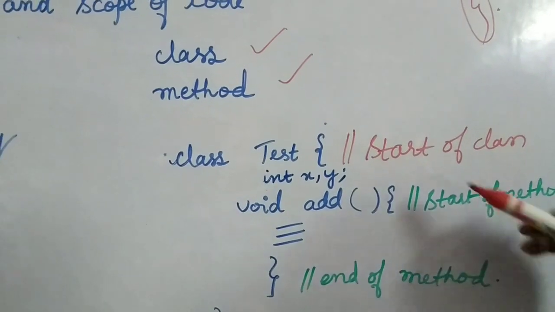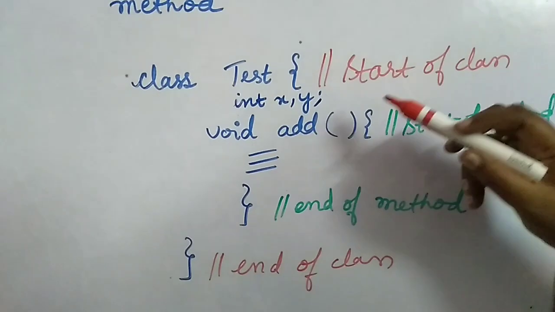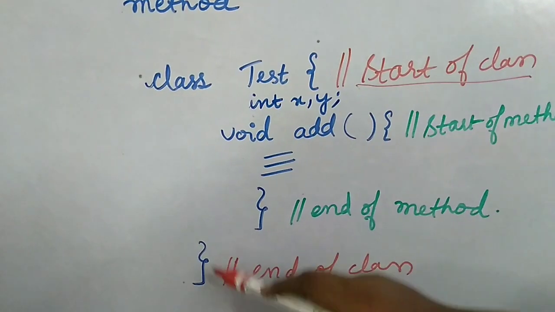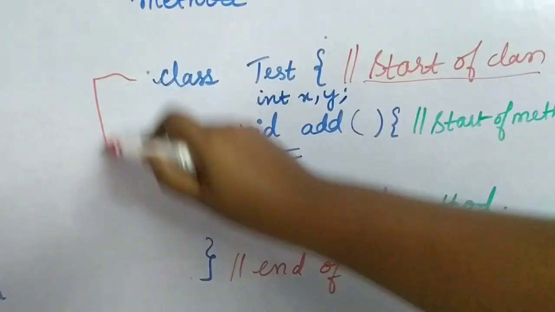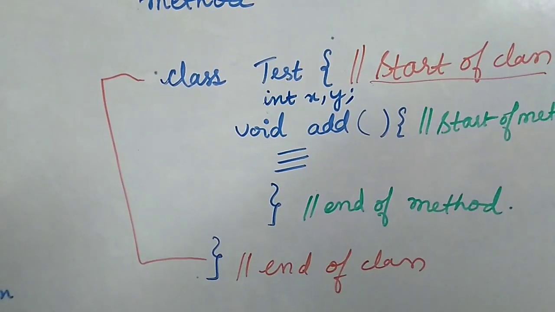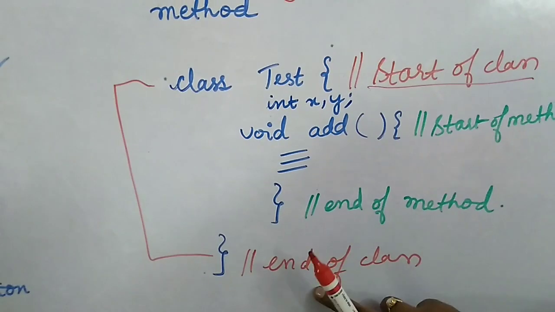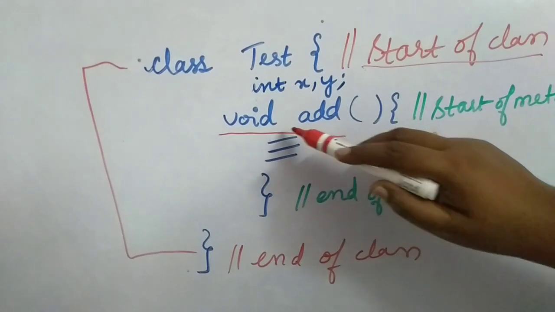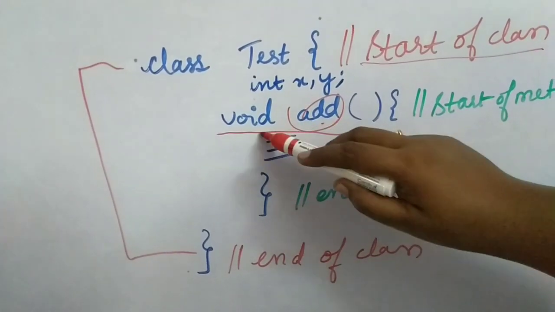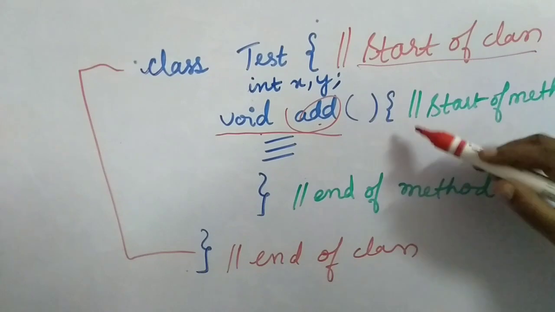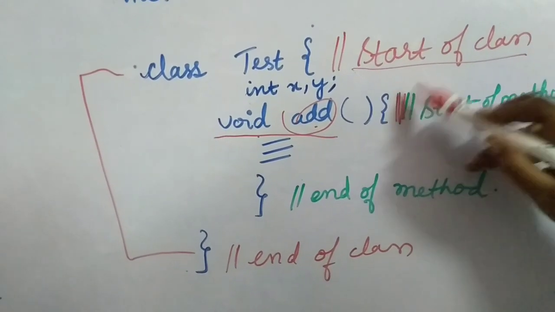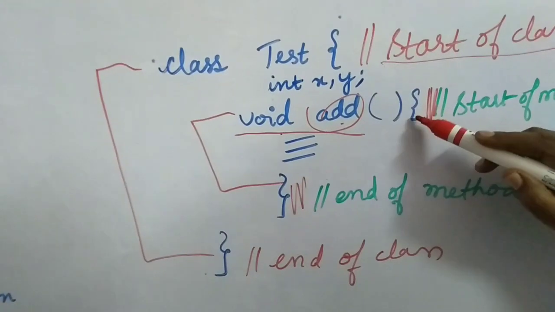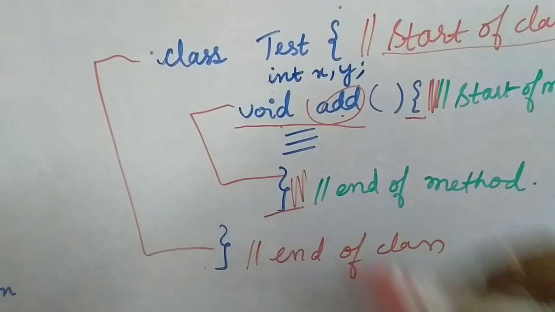See here, this is the class definition. The class definition starts from here and the scope ends over here. So this entire thing is the class Test. Now this is a method. The method name is add and its return type is void, and this method definition starts from here and ends over here. So the scope of this method is from this open brace till this closing brace.